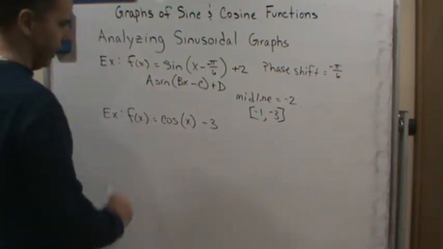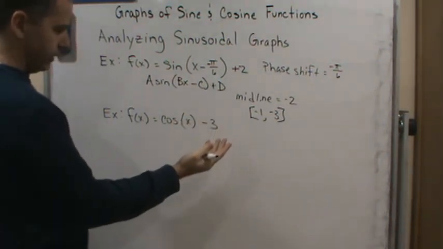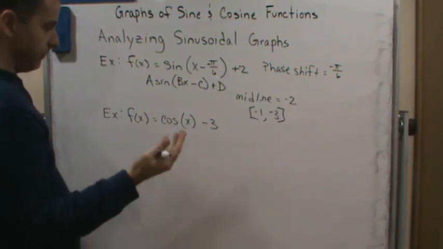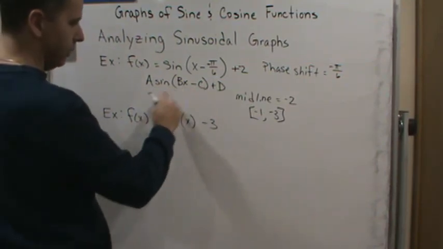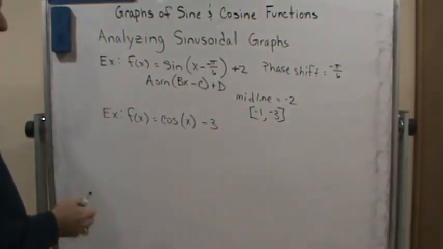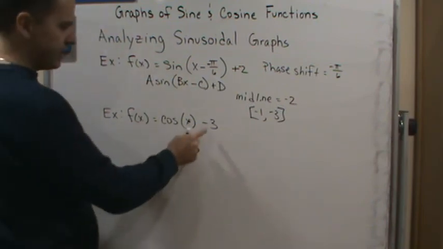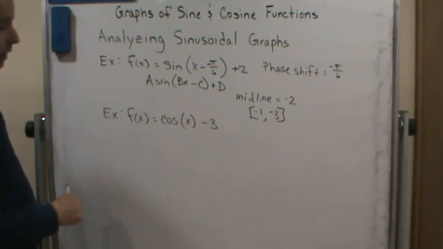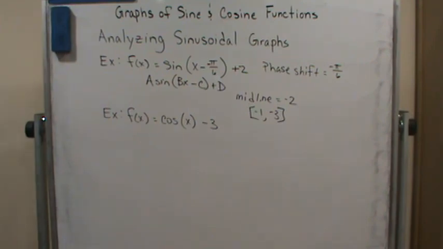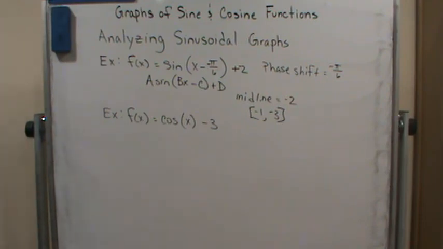Okay, now what about this one? In this case, the phase shift is 0, because c is 0 and b is 1, which means it's just a regular sine function with a period of 2 pi. But it does have a vertical shift down 3 units, which means the midline would be at negative 3, and this would bounce between negative 2 and negative 4.